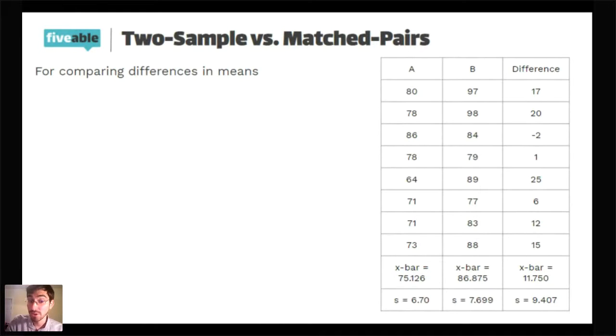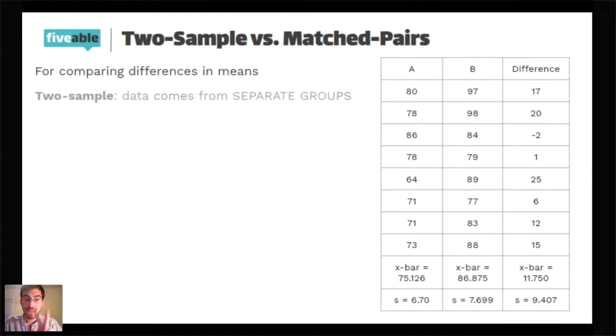At the bottom, you're going to see summary statistics for each column. You've got your x-bars and your s's. So the average difference in group A and B is 11.7, and the standard deviation of the differences between group A and B is about 9.4. Okay. This data, depending on how it was gathered, will justify different hypothesis tests.